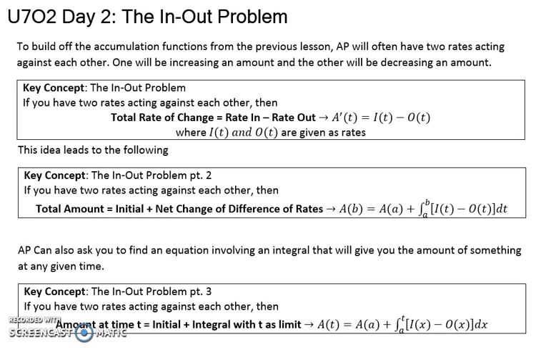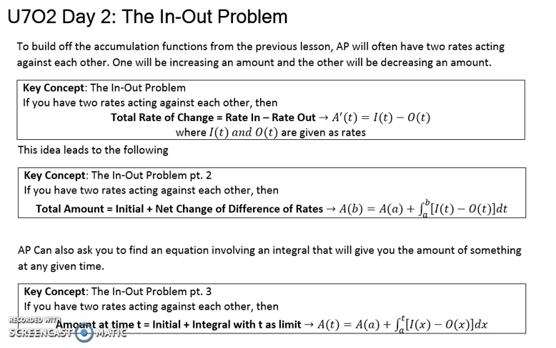Now, coming from that, we can look at the total amount that we have. So not how is this stuff changing, but how much stuff do we have? That's going to relate to the accumulation function in the same exact way through the fundamental theorem of calculus. We say the initial amount, A of a, plus the integral from a to b of I of t minus O of t. The integral of the rate of change gives us the total net change, and then we have to add the initial value.